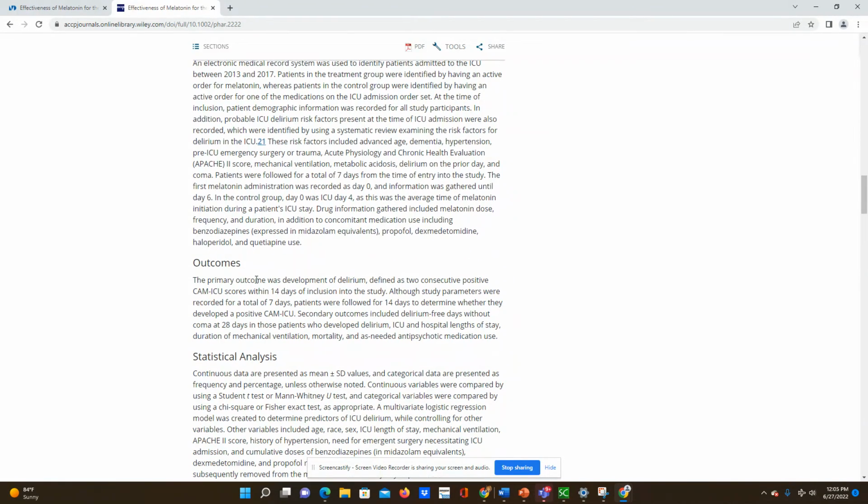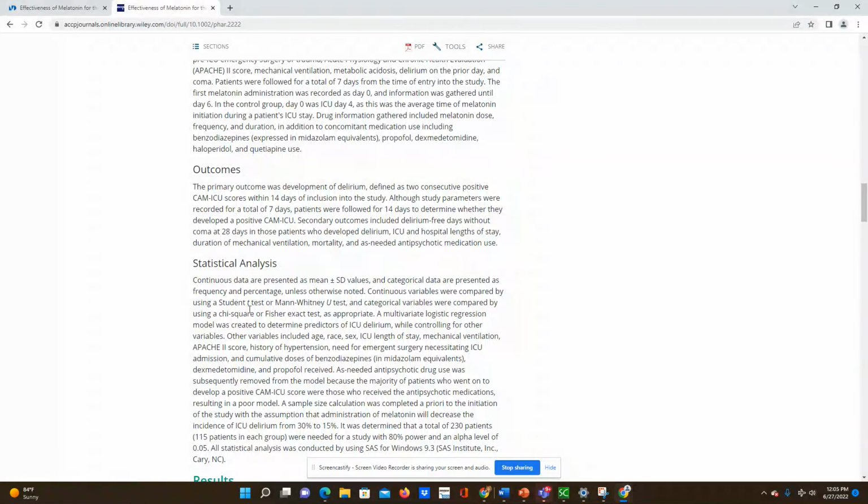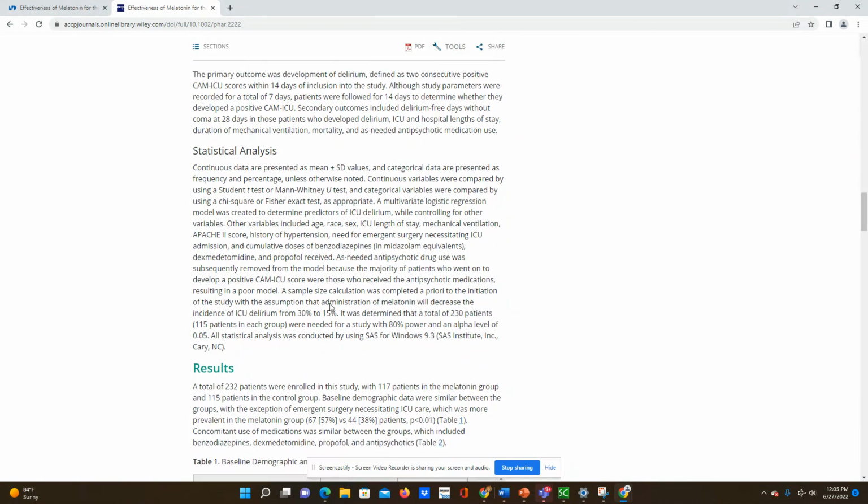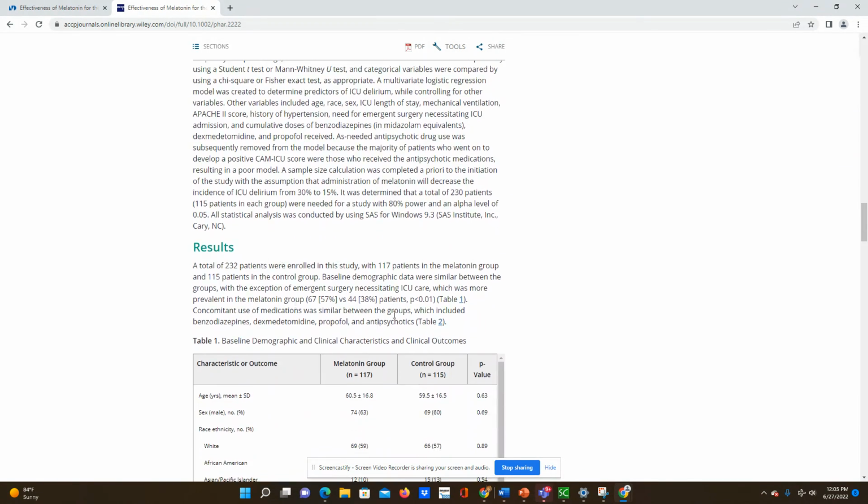And here are the outcomes. The primary outcome was the development of delirium. So is delirium happening or not happening? They did a statistical analysis, and they used an alpha level of 0.05. And here are the results. You can see here the results.